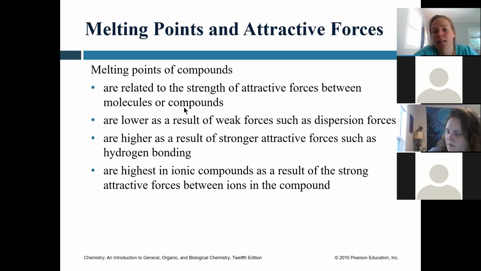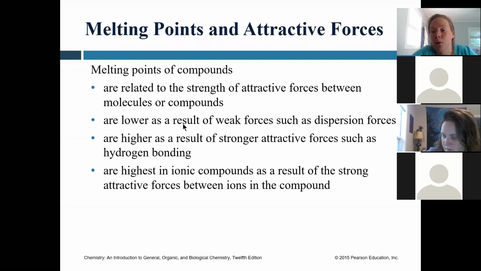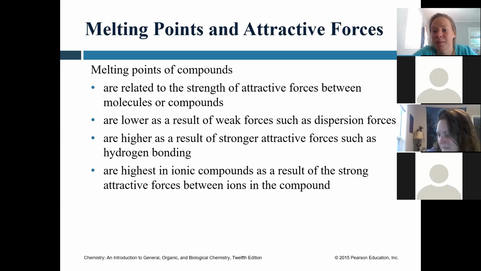Think about something that's a dispersion. Think about coconut oil. Coconut oil is a nonpolar material. The reason it's holding its shape is because of dispersion forces. How easy is it for your coconut oil to melt? Pretty easy. It depends on the day, right? Sometimes you go into the cabinet and it's liquid, sometimes it's solid.